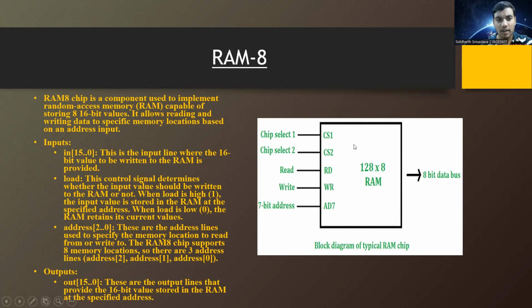So this is the block diagram of the RAM 8 chip, and this is select 1 and select 2, read and write, and a 3-bit address is there, and the output is an 8-bit data bus.